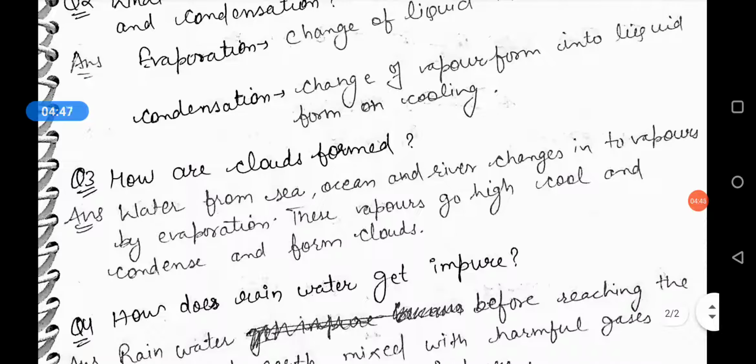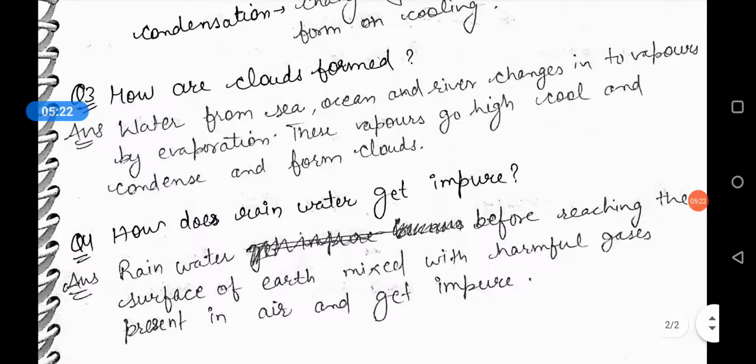Now question number 3, how are clouds formed? What happens? The water from the sea, ocean or any other river is converted into vapors due to evaporation. Now these vapors go high in the atmosphere and there they cool and condense and form clouds. So water from sea, ocean and river changes into vapor by evaporation. These vapors go high, cool and condense and form the clouds.